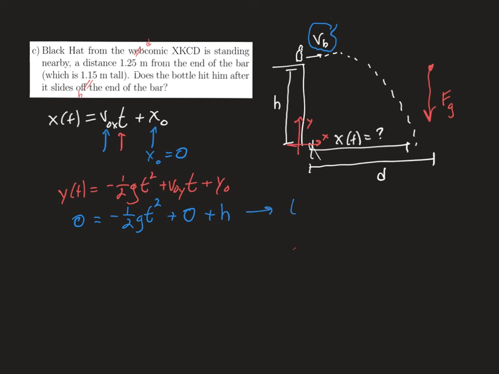which can be done pretty easily. And you've seen this exact expression a few times, 2h over g. Move h to the other side, times 2, divide by g, take a square root. Anyway, the time that you get out of that is 0.484 seconds. And now I just need to plug that thing into this equation.